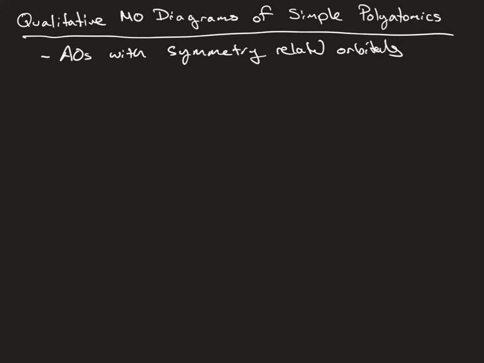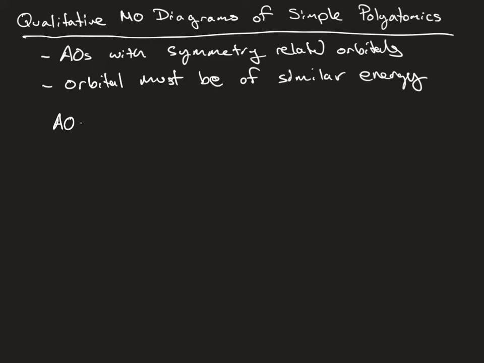And as a reminder, in order for these orbitals to combine, the orbitals must be of similar energy. A major difference is that we're not going to be combining atomic orbitals with other atomic orbitals, but atomic orbitals plus something called ligand group orbitals.